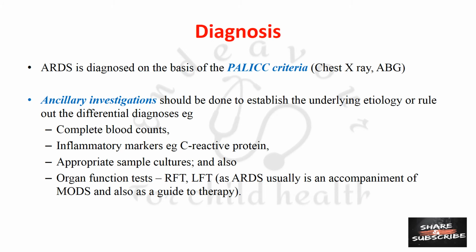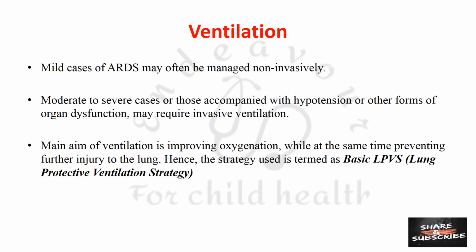This is a continuation of the last video. ARDS is diagnosed on the basis of Berlin criteria, for which you need two investigations, chest X-ray and an ABG. The ancillary investigations which may be done are complete blood counts, inflammatory markers like C-reactive protein, appropriate sample cultures, and organ function tests like renal function tests and liver function tests. Now coming on to the actual management.